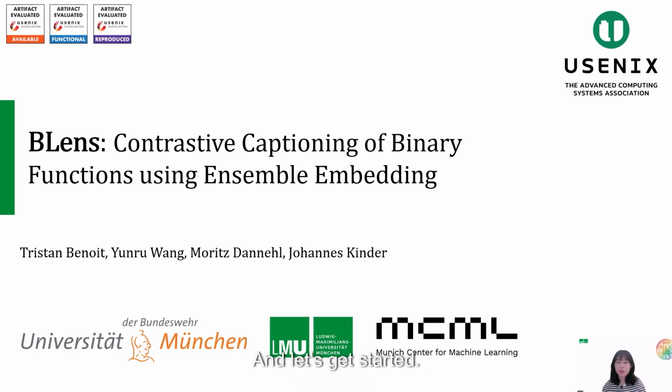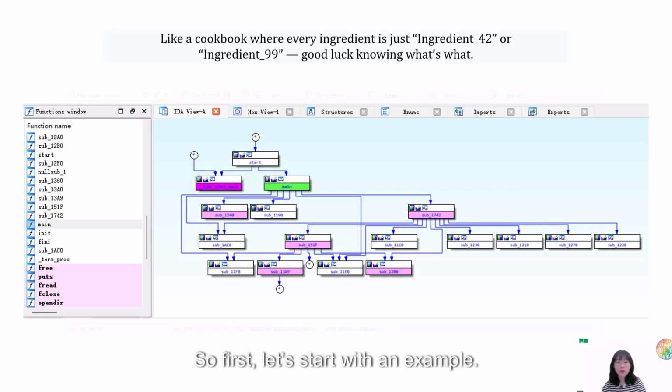Let's get started. First, let's start with an example. Picture this. You open a stripped binary in IDA Pro, and this is usually what you will see, a long list of functions with placeholder-like names. These names tell you nothing about what the function actually does. So if you are a reverse engineer, you have to go function by function, read the assembly or pseudocode, and guess its purpose. It's slow and tedious, and for large binaries, it would be error-prone.